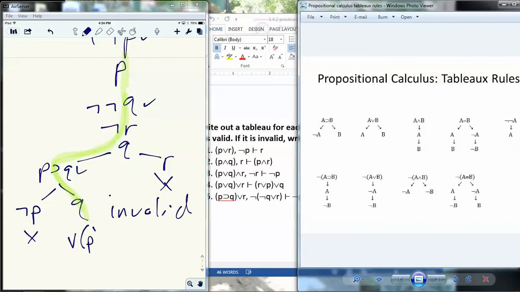So, truth value of P equals 1. Truth value of Q equals 1, because I see I have on this branch Q. Notice I have a not Q here. It doesn't mean Q is false, it actually means Q is true, right? That's how we got this. So Q is true, and then I have not R on this branch. So the truth value of R equals 0.